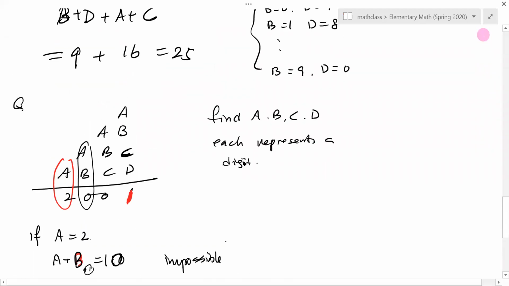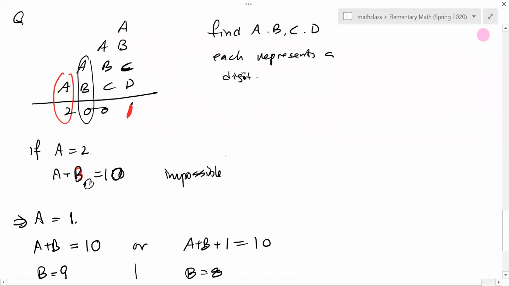Our starting point is A, okay? You have 2 options. A could be 2, but then you find out, if you look at the second column, A plus B equals 10, or A plus B plus 1 equals 10. Either way, it's impossible, because A plus B equals 0. That means A plus B, or A plus B plus 1, must contribute 1 to the other part. So that's why it's impossible.